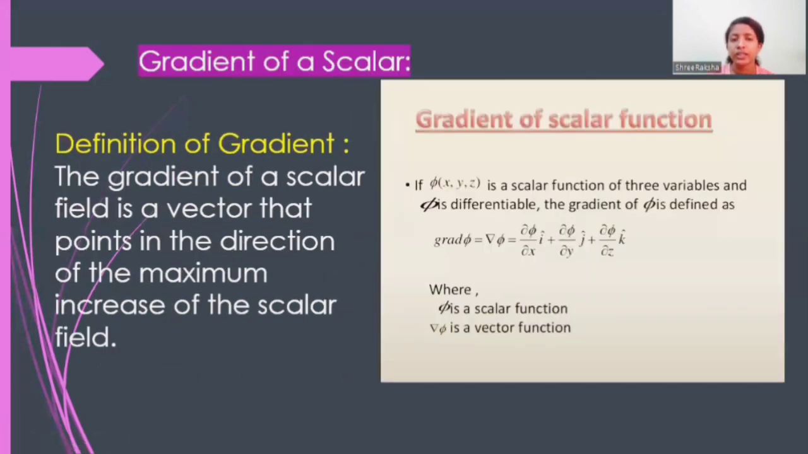Next one is gradient of a scalar. The gradient of a scalar field is a vector that points in the direction of maximum increase of the scalar field. The formula to calculate the gradient of a scalar field is dou phi by dou x i cap plus dou phi by dou y j cap plus dou phi by dou z k cap.